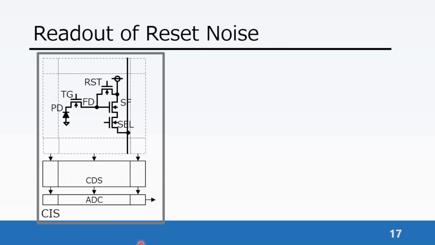Second, the reset noise is read out. The floating diffusion node is reset by toggling the reset pulse twice, once and twice. The difference between the two reset levels is utilized as a disturbance noise.